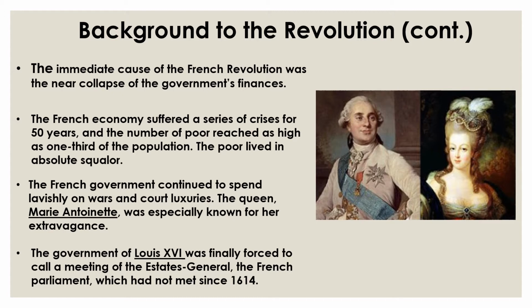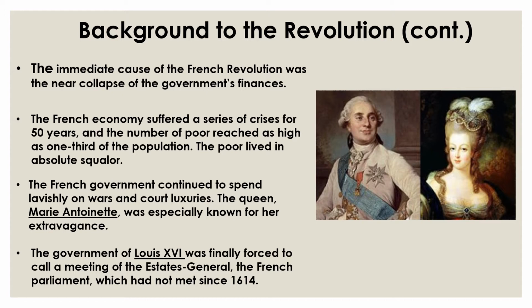The French government continued to spend lavishly on wars and court luxuries at the Palace of Versailles, and the Queen, Marie Antoinette, was especially known for her extravagance. She was often referred to by the nickname Madame Deficit. The government of Louis XVI was finally forced to call a meeting of the Estates General, the French Parliament, if you will, although they weren't really a legislative body. They were an advisory body only.